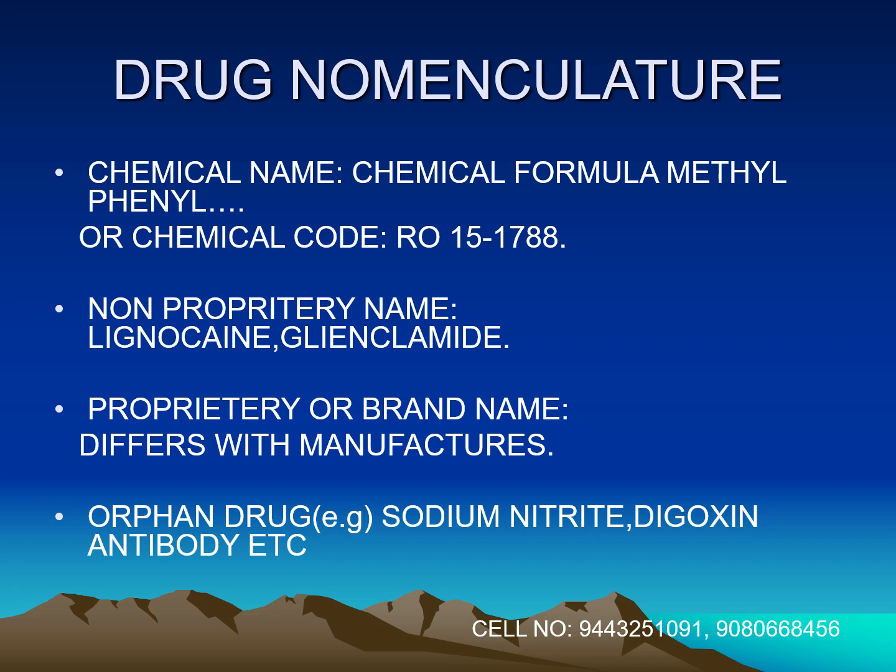So next is orphan drug. What is an orphan drug? An orphan drug is a drug which is used to treat rare diseases. Here, for example, I have given two. One is sodium nitrite and the other is digoxin antibody. Sodium nitrite is used to treat cyanide poisoning, and digoxin antibody is used to treat digoxin overdose. These are very rare conditions, and these drugs are not freely available in the market.